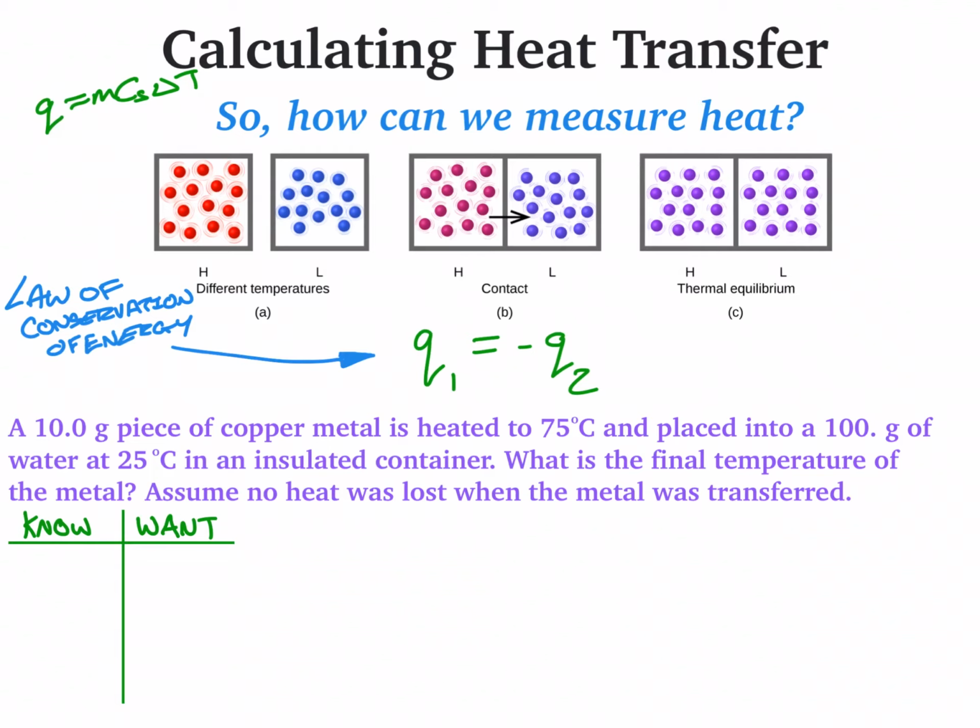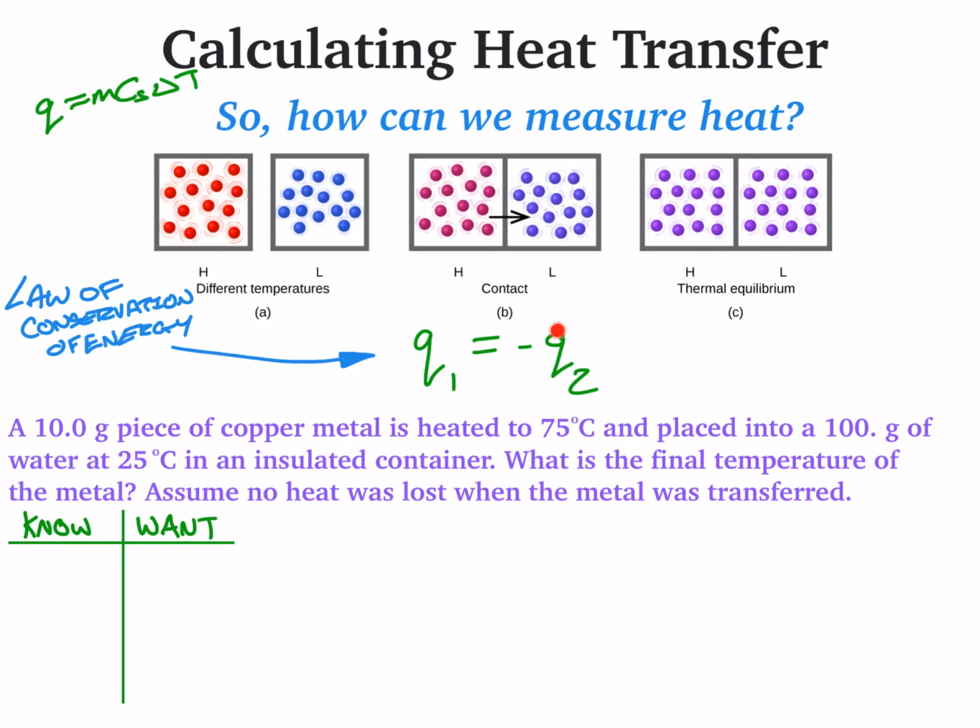So let's look at a sample calculation here, where a 10-gram sample of copper metal is heated to 75 degrees Celsius, and it is placed into a 100-gram sample of water at 25 degrees Celsius in an insulated container, meaning that no heat is lost from the container. What is the final temperature of the metal? It's also going to be the final temperature of the water. It's just not saying that. Assume no heat was lost when the metal was transferred.